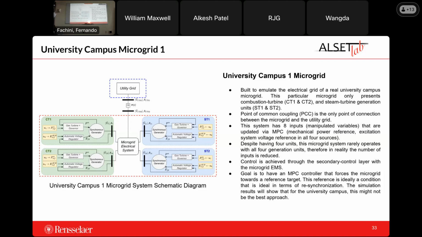They're updated via MPC. But despite having all these 4 units, the microgrid system rarely operates with all 4 generation units. Therefore, in reality, the number of inputs is reduced. And in the case of the example that I'm going to show, it only had 2 synchronous generators operating at the time, CT1 and ST2, so combustion turbine 1 and steam turbine 2. And again, the control is achieved through the same secondary layer controller with the energy management system.